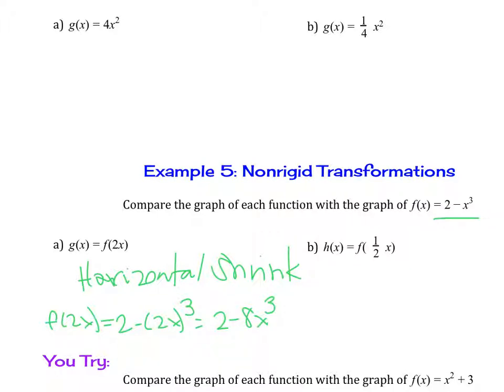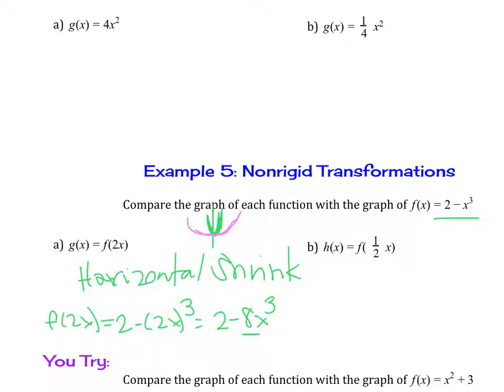If you can imagine this graph, you can see that it shrunk this way. Horizontal shrink. It goes more towards the x-axis, as opposed to the previous one, which would probably be more wide. So it's a horizontal shrink because it squeezes the graph.